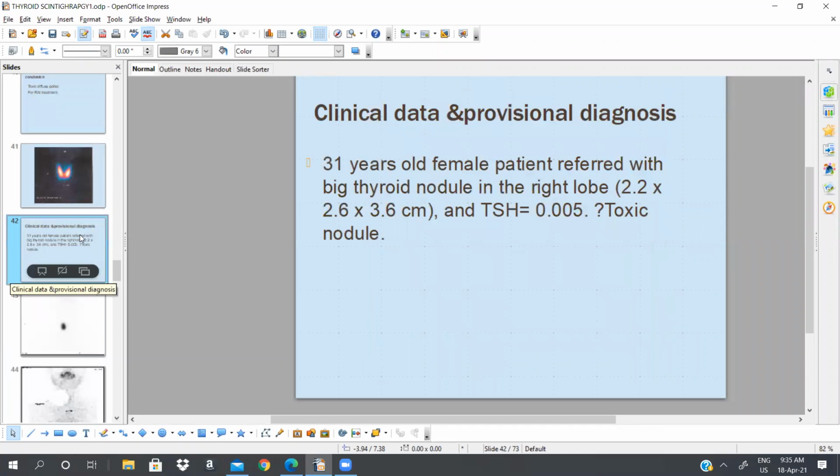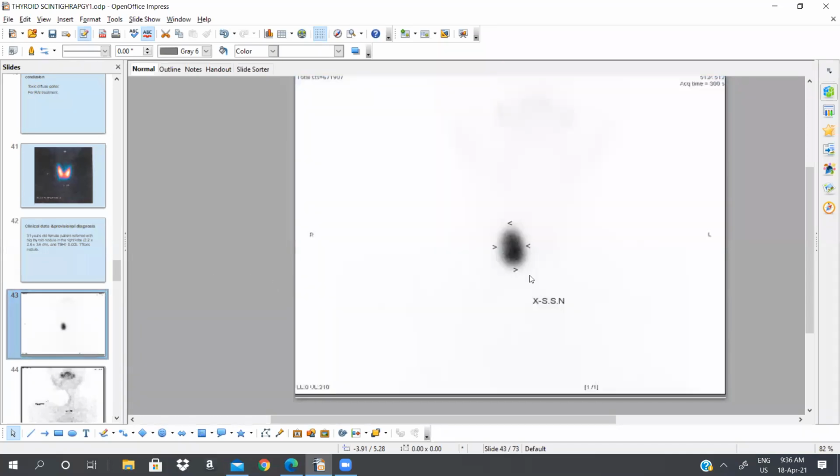You have a patient, a 31-year-old female, referred with a big thyroid nodule in the right lobe, and this is the size given by ultrasound. Biochemically, TSH is suppressed, so we expect to see a toxic nodule. Why? Because there is high thyroid function, T3, T4, so we expect a low TSH. So we did an image for this patient.